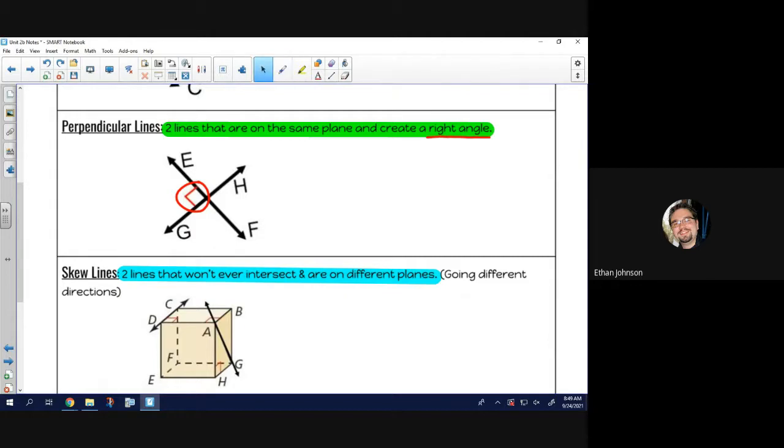So let's talk about the notation for perpendicular. We can say line EF, and the symbol for perpendicular is the upside down capital T. So line EF is perpendicular to line GH.